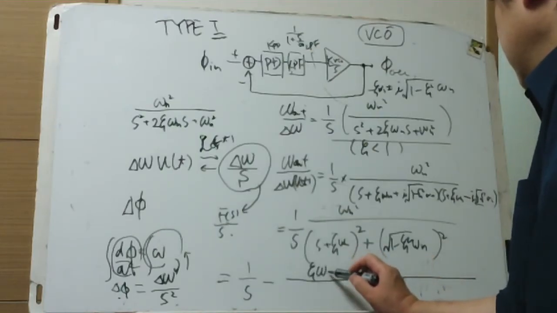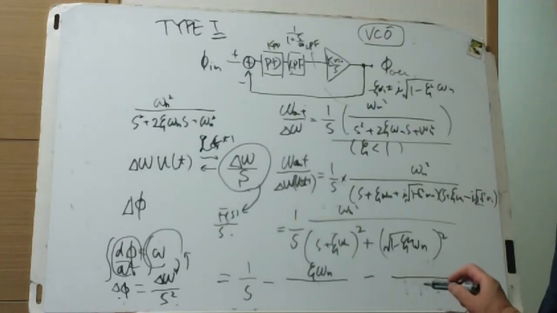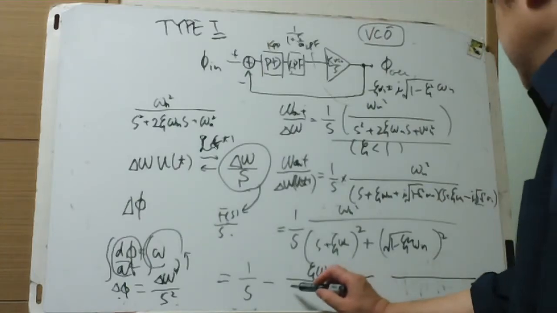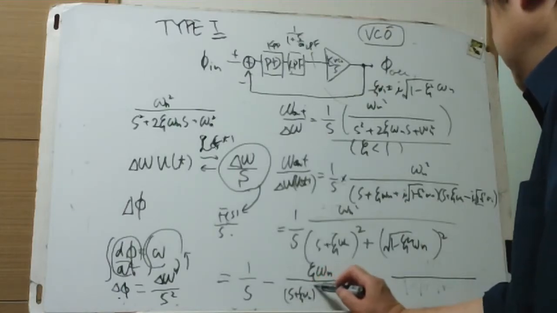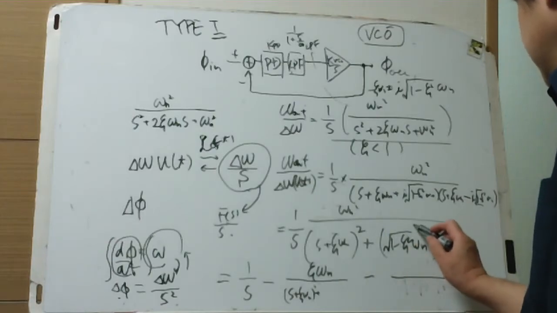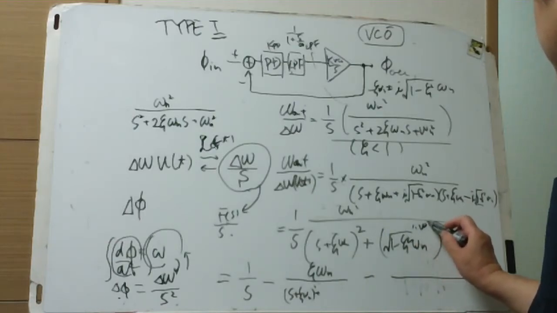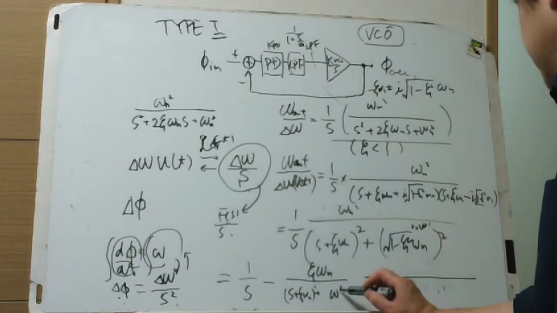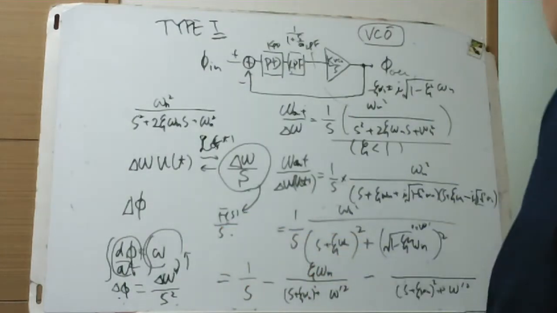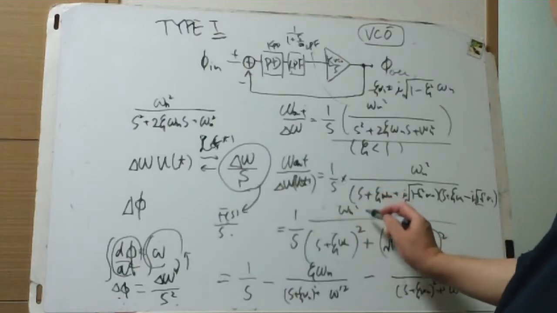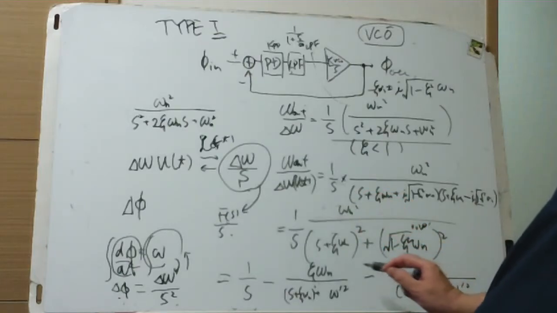Xi omega n, and this is the same. This is omega prime. Say this is omega prime. Omega prime squared, the same. S plus zeta omega n squared, the same. S plus omega prime squared, the same. And factoring this, cancelling out to omega n squared, how?